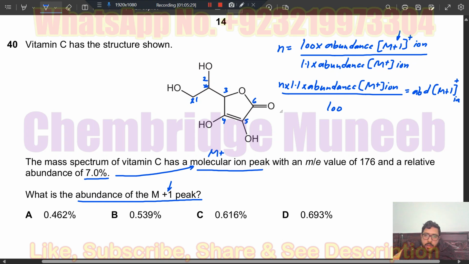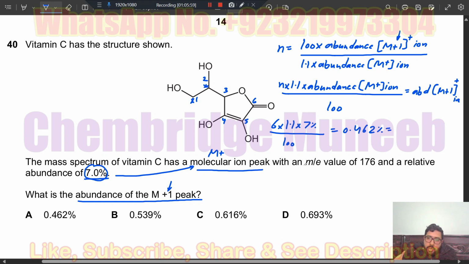So I put the values here. n, as we calculated, is equal to 6, and 1.1 is there. The abundance of the M+ ion, the molecular ion peak, is given here as 7%, so multiply by 7% divided by 100, and it is equal to the abundance of the M+1 peak. If you calculate this value, it gives 0.462%, which is equal to the abundance of the M+1 peak. So this is the right answer. So option A is the right answer.